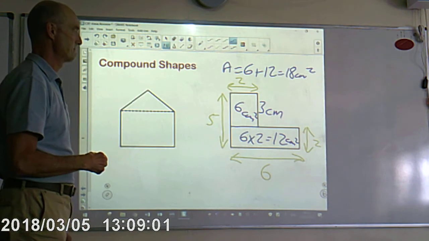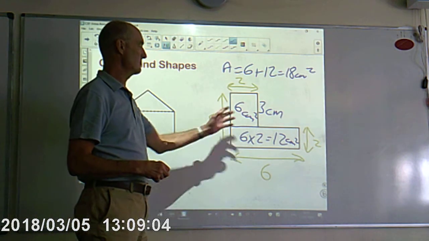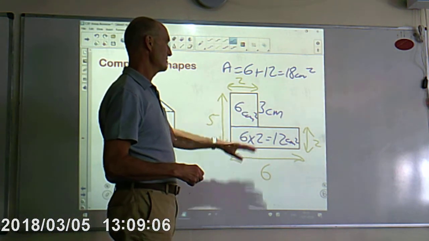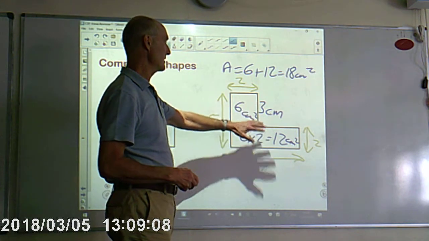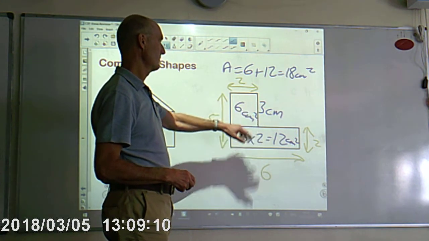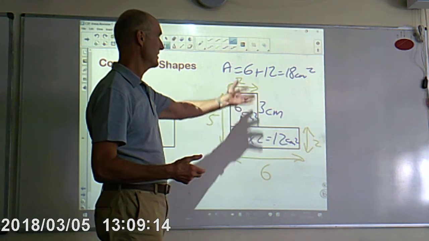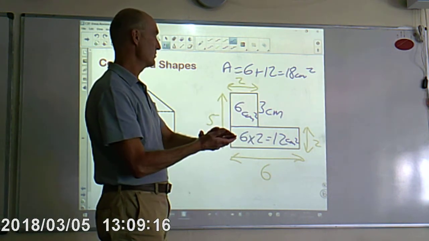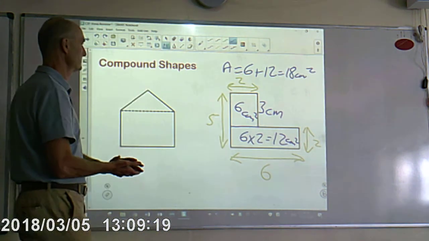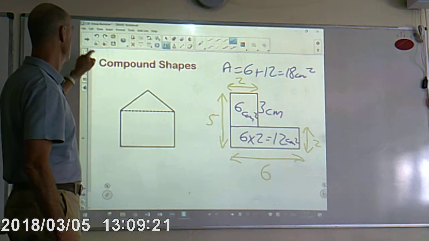Okay? So look at the information the examiner's given you. Can you break it down into a couple of shapes that you can deal with? Yes, we can. Can you find the area of each of the separate shapes? Yes, we can. We've done it. Find the area of the two separate shapes and then put them together. Okay? So compound shapes.